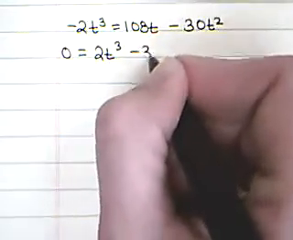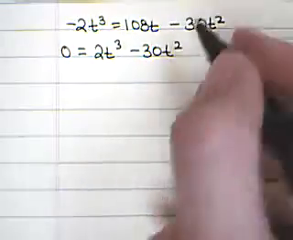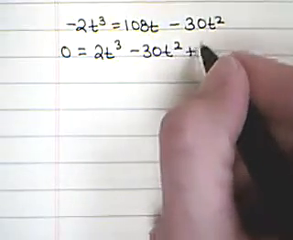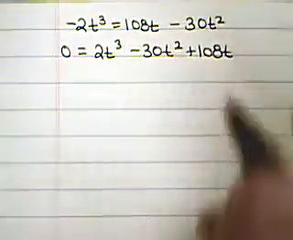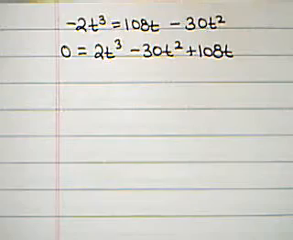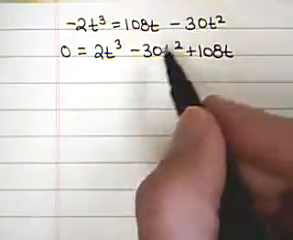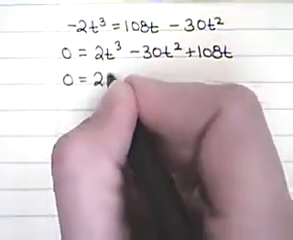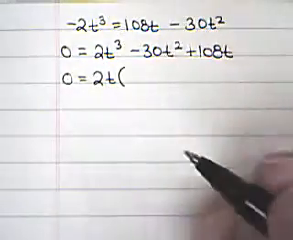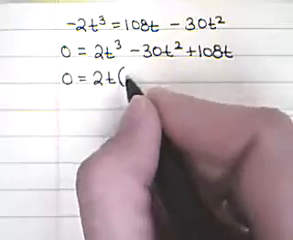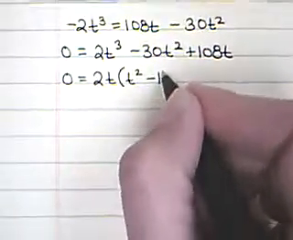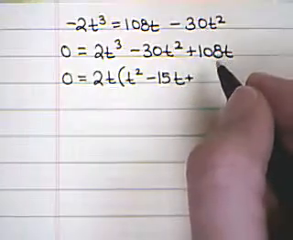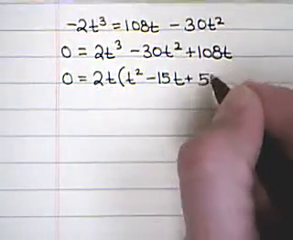Then I would write my negative 30t squared, and I didn't change my sign because I'm on the same side of the equal sign. Then I would write positive 108t. And in this case right here, I would look and say, well, I can factor a 2t out. So when I take 2t out, that's the greatest common factor for all 3 terms, that would leave me with t squared minus 15t plus 2 divides into 108 54 times.